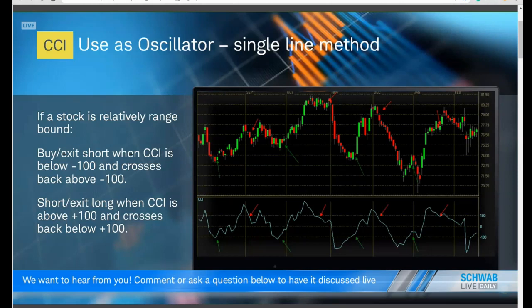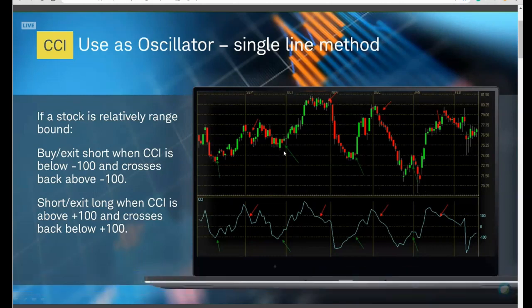With the CCI near the bottom of the range, that would be when the CCI is below negative 100 and crosses back above negative 100. So those would be the green signals on the chart. You can see they were pretty good at picking what day to buy near the bottom of the range.